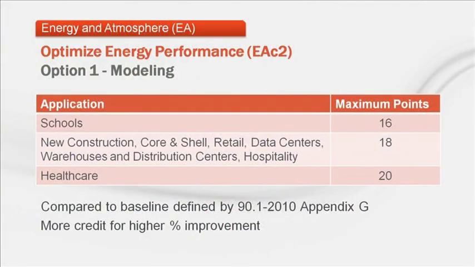To achieve optimized energy performance points, the project must be modeled and compared to a baseline building. Energy cost is still the metric, but the change is that LEED v4 uses Appendix G of ASHRAE 90.1 2010 instead of ASHRAE 90.1 2007. By exceeding the prerequisite, EA credit 2 points can be earned. The maximum number of points varies with the building type. 16 for schools, 20 for healthcare, and 18 for all other buildings.